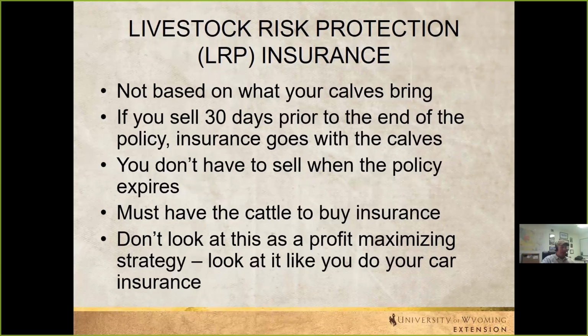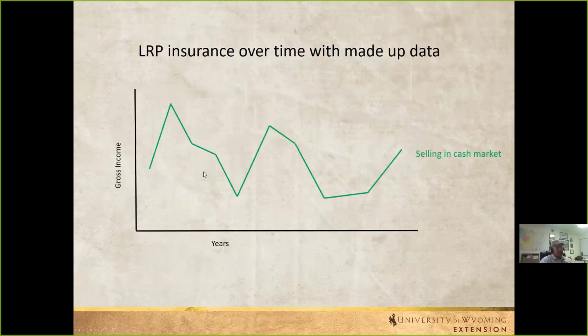It's the same way to look at this. So we don't go into the insurance office and write the check hoping that we get to collect on this insurance. We write the check and think, man, if we really have a wreck, I'm going to be covered, but I hope I don't have to collect on this. I hope my calves sell for way more than I protected them for. That's the mindset to take into this. Let me show you an example.